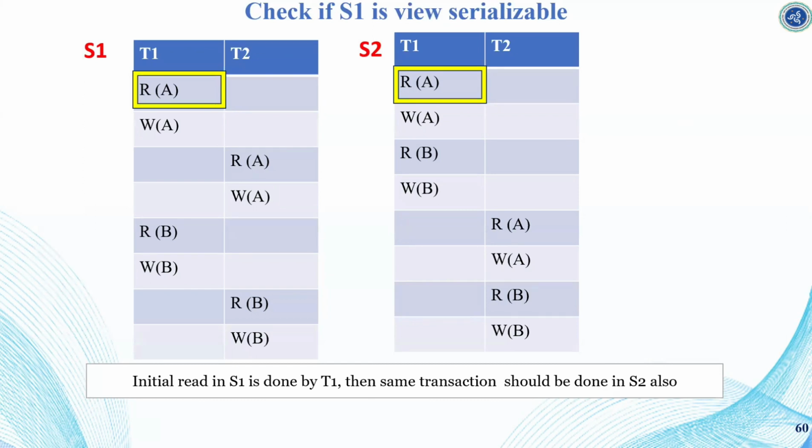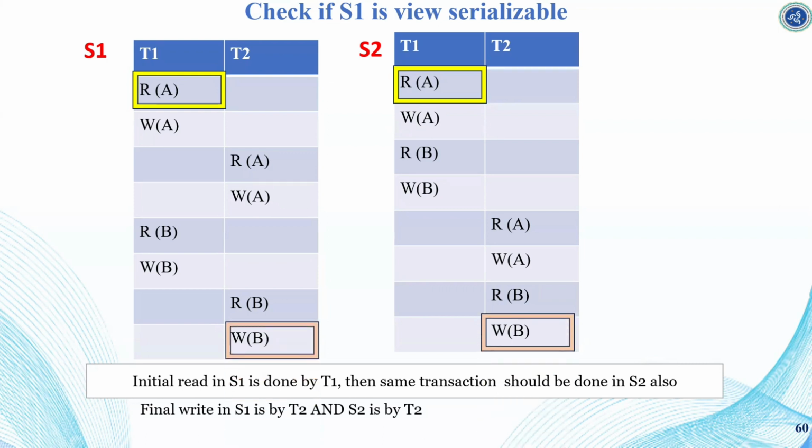Second condition എന്താണ്? Final write. രണ്ട് ഷെഡ്യൂളിലും റൈറ്റ് ചെയ്യേണ്ടത് ഒരേ ട്രാൻസാക്ഷൻസ് തന്നെയായിരിക്കും. So here in S1, write B ആണ് ചെയ്യുന്നത്. S2 also is writing B. T2 ആണ് ചെയ്യുന്നത്. രണ്ടുപേരും രണ്ട് ഷെഡ്യൂളിനകത്തും ട്രാൻസാക്ഷൻ T2 ആണ് റൈറ്റ് ഓപ്പറേഷൻസ് ചെയ്യുന്നത്. So here the final write in S1 as well as S2 is done by the transaction T2. Okay, second condition satisfied ആയി.